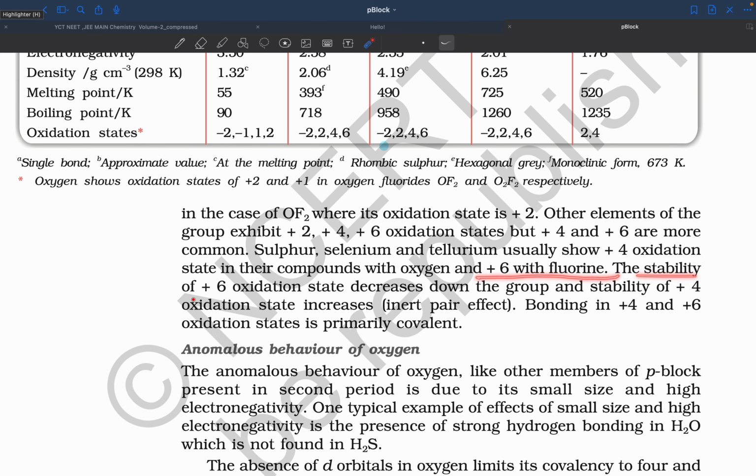So the stability of +4 oxidation state increases down the group. The reason for this is the inert pair effect. We'll check that once more.